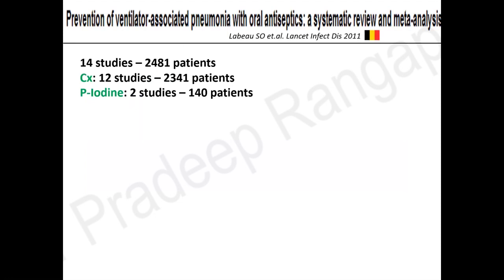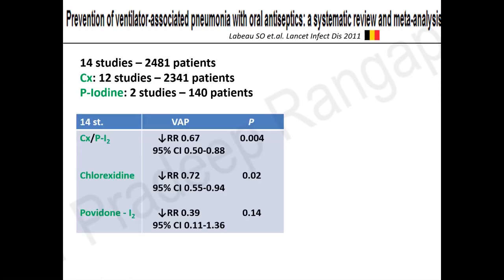Now, after SOD and SDD, newer studies looked at the role of chlorhexidine. This was the biggest study, from the Belgian group, which took 14 studies with 2,481 patients. They took 12 studies where chlorhexidine was used to decontaminate the oral cavity, with 2,341 patients, and 2 studies which looked at povidone iodine, with 140. So this was a large series of patients, predominantly getting chlorhexidine as a modality to decontaminate the oral cavity. And this was the result.